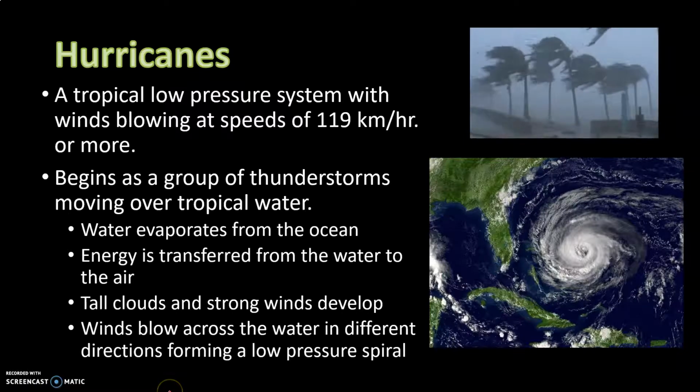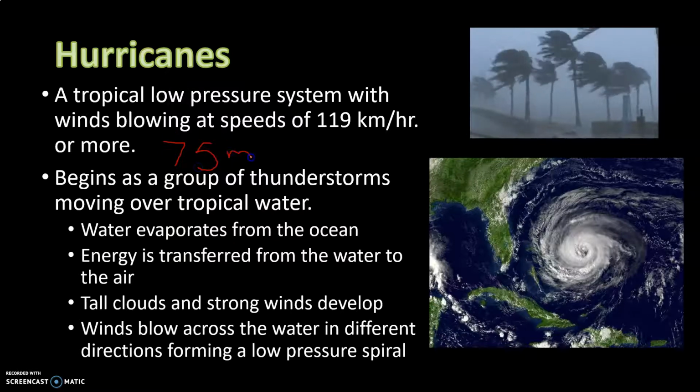All right, second type of severe weather is a hurricane, and that's a tropical low pressure system with winds blowing at speeds of 119 kilometers per hour or more, which roughly translates to 75 miles per hour. Okay, and this basically begins as a cluster of thunderstorms over tropical water. A lot of times they begin as tropical waves off the coast of Africa, and they travel across the warm Atlantic. And that water evaporates from the ocean.